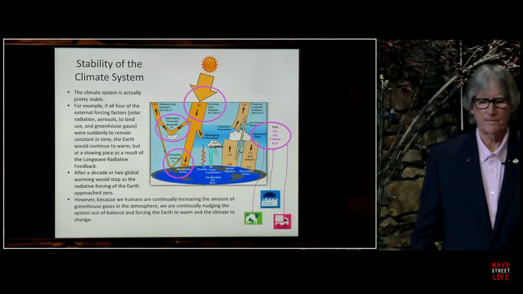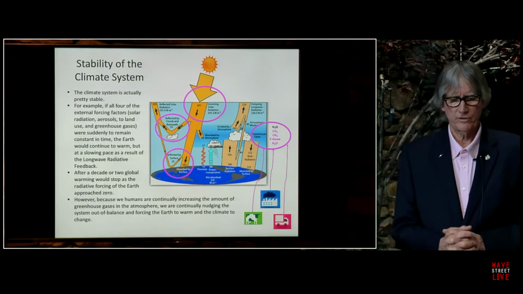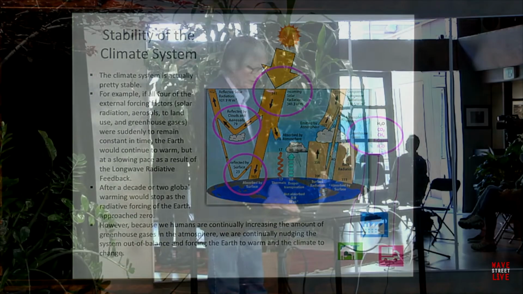The problem has been we humans are continually increasing the amount of greenhouse gases in the atmosphere. And as a result, we are continually nudging the system out of balance, continually nudging the system towards more warming, and basically nudging the radiation balance here at the top of the atmosphere towards more imbalance, which is causing more heat to be absorbed in the Earth. So let's talk about these greenhouse gases.